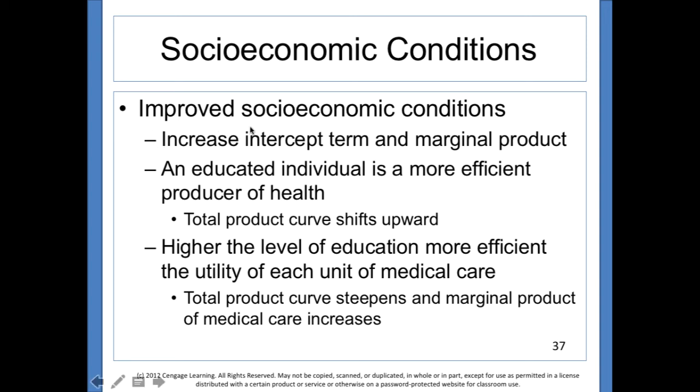So what about improved socioeconomic conditions? An improvement in socioeconomic condition increases the intercept term, and marginal productivity moves up. An educated individual is more efficient, so we can actually produce more health with the same amount of medical care. So the total product curve shifts upward.